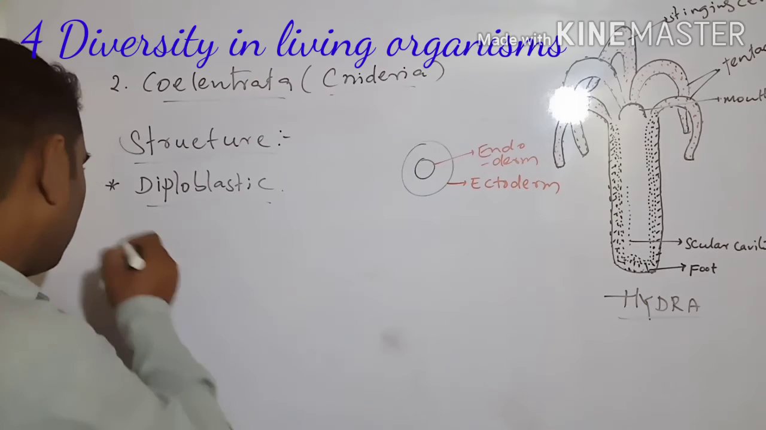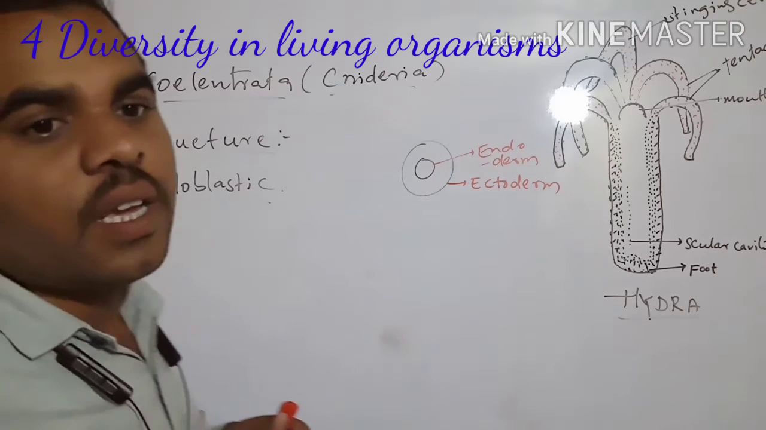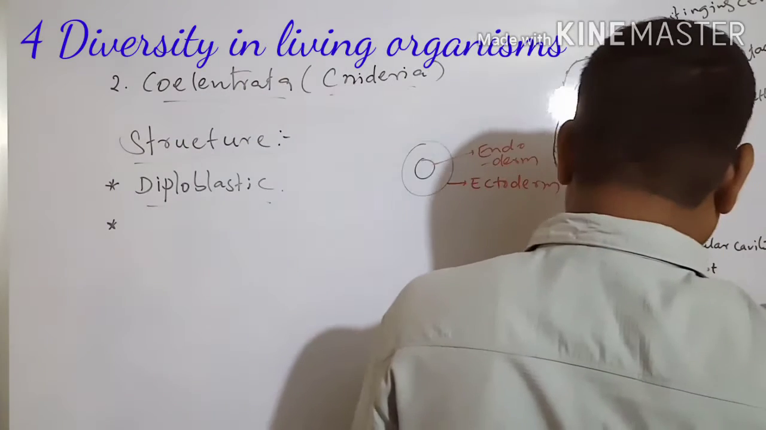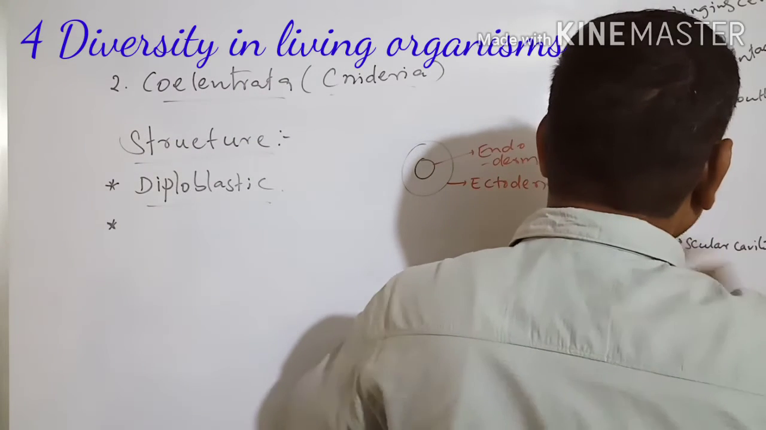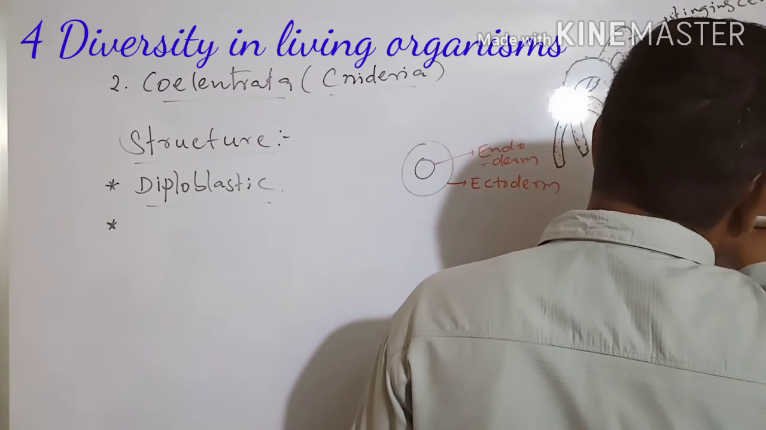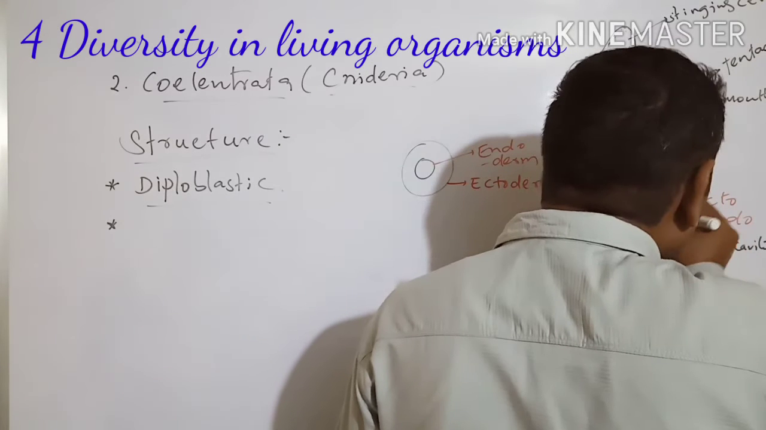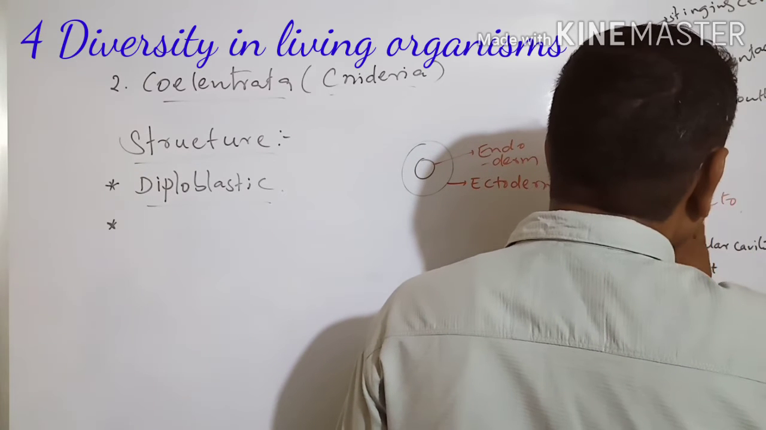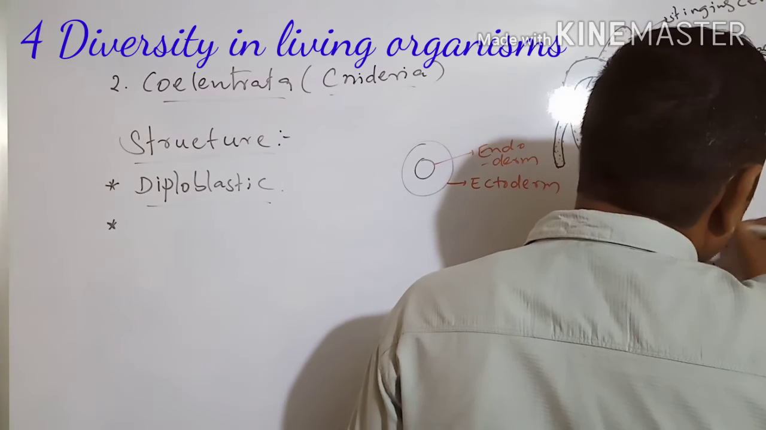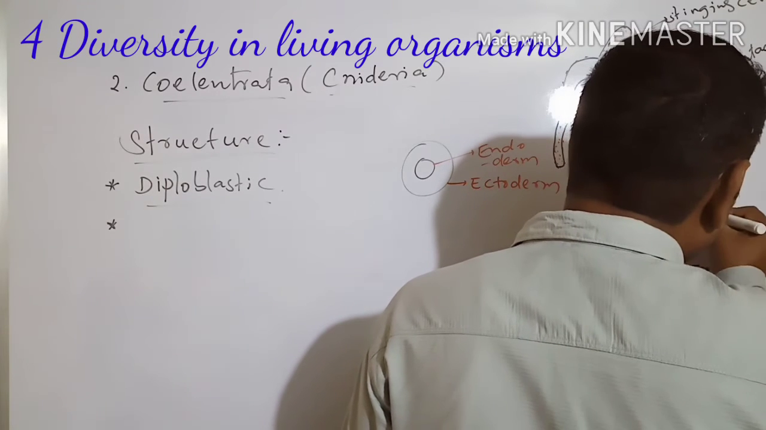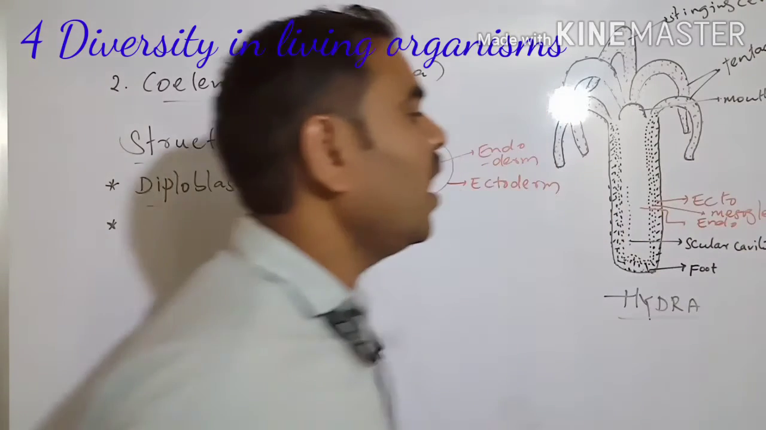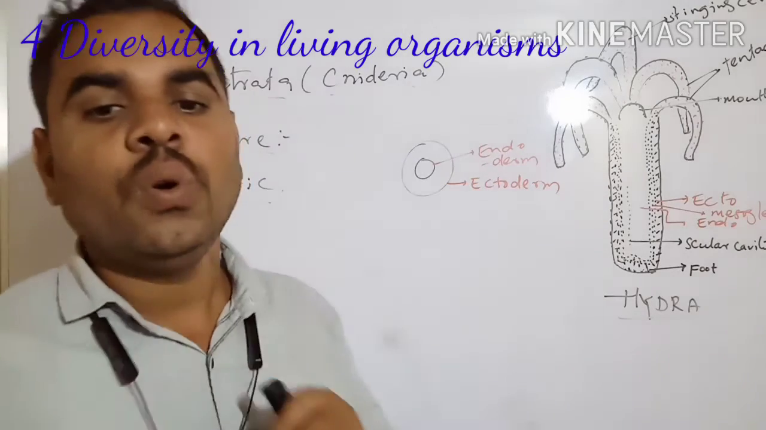Next, we have to see here, for example, two layers are there. This one layer is the ectoderm, and this is the endoderm. In between the two layers, we call it the mesoglea. In between these two layers, the mesoglea is present.